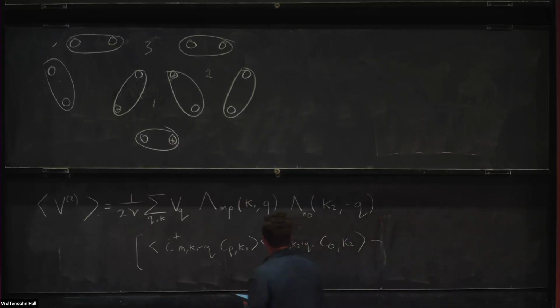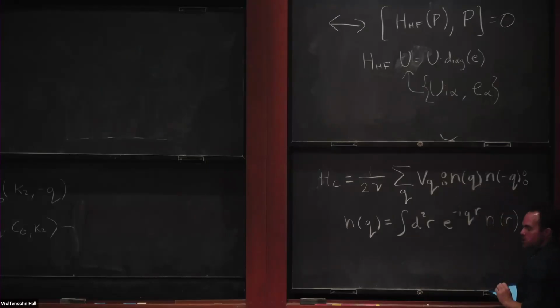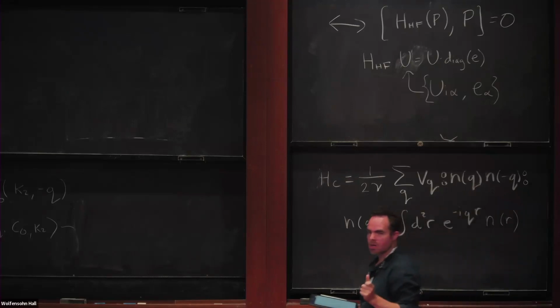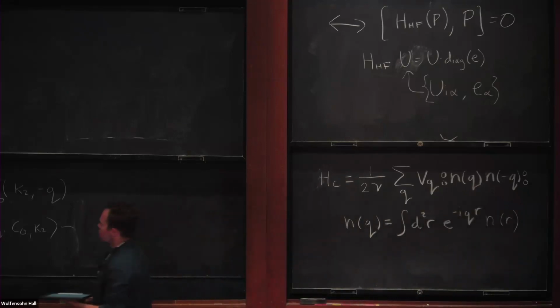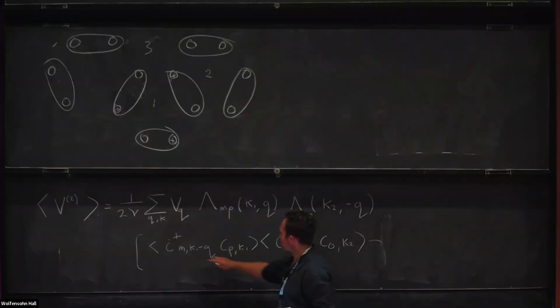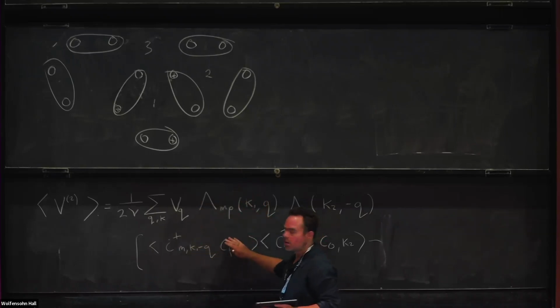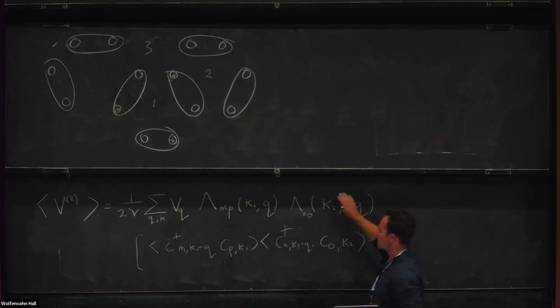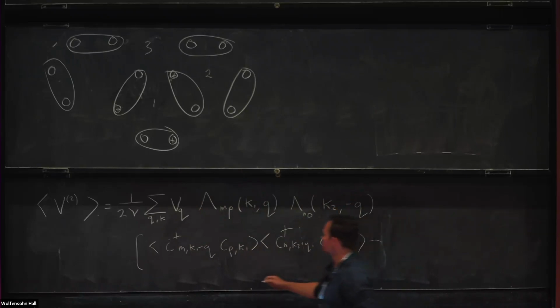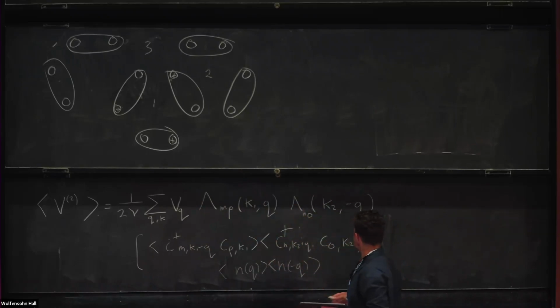So the Hartree one is basically when you take the expectation value of n of q and multiply it by the expectation value of n of negative q. That's one of the possible Wick contractions. And so you can see the orbitals that get contracted, with a form factor. This here is just literally n of q. This thing here is n of negative q. And so this term is just the expectation value of n of q times the expectation value of n of negative q. That's the Hartree part, which is written here.